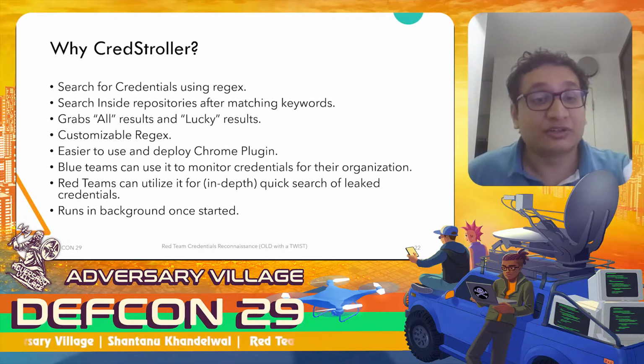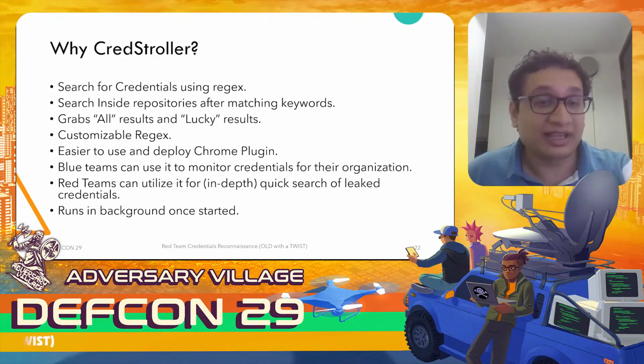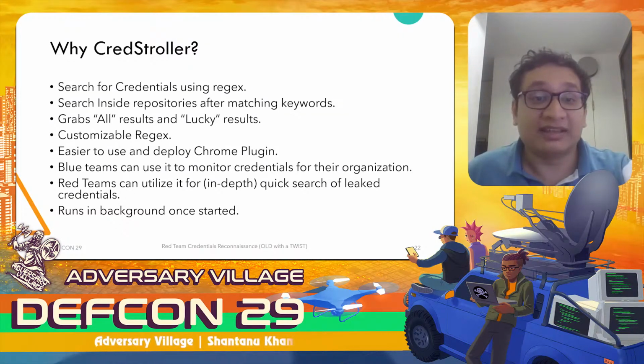It has two types of results: all results and lucky results. The lucky results are based on a regex, which is customizable. It is very easy to deploy and does not need any expertise. It's a Chrome plugin, so it's very easy to use as well. Both blue teams and red teams can use it. Blue teams can use it to monitor credentials for their organization, while red teams can use it to search for leaked credentials inside many repositories.